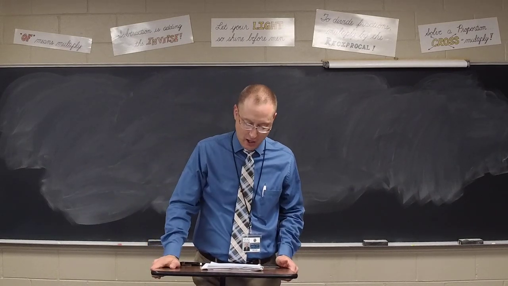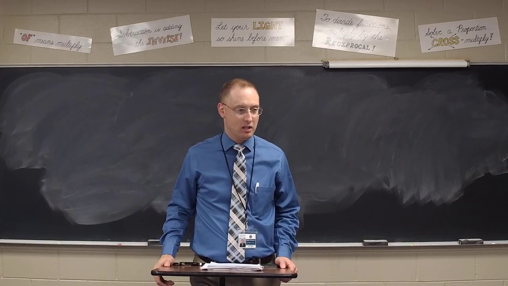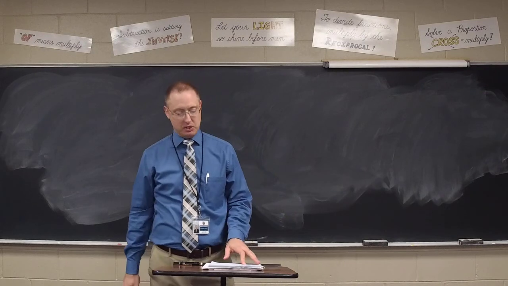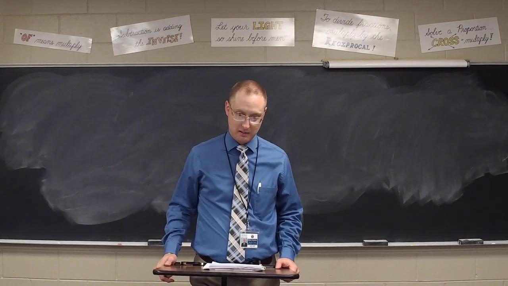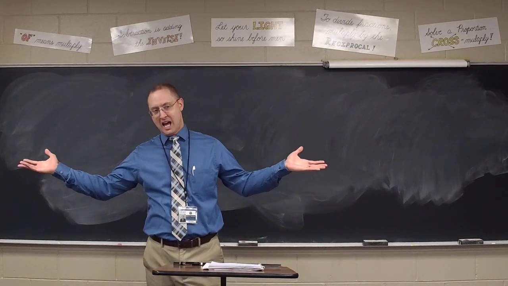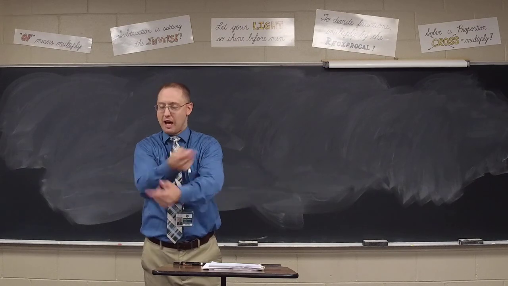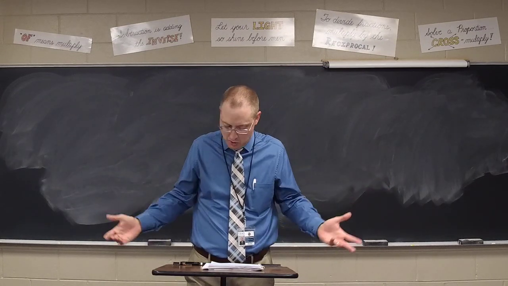We said that if a triangle is equilateral, what else must be true, Brecken? It's also equiangular. We said if a triangle is equiangular, what else must be true, Josh? It's also equilateral. Because if you got equal angles, class, you've got equal opposite sides. If you got equal sides, you've got equal opposite angles.